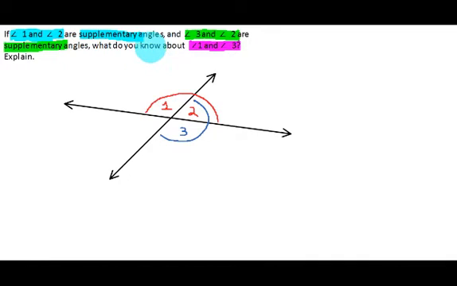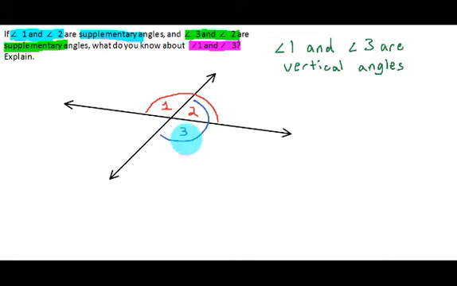And the question's asking, what do we know about angle 1 and angle 3? Well, we can see that angle 1 is on the opposite side of angle 3 in these intersecting lines here. So therefore, since they're on opposite sides, they've got to be vertical angles. So angle 1 and angle 3 are vertical angles. And if they're vertical angles, that means that they are congruent. They're the same size and same shape.